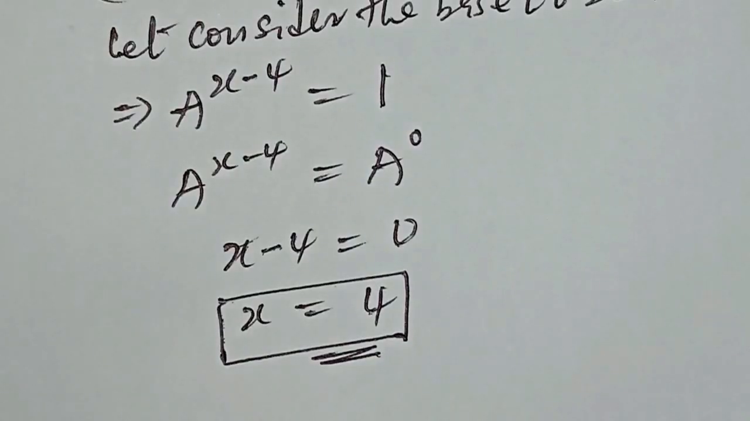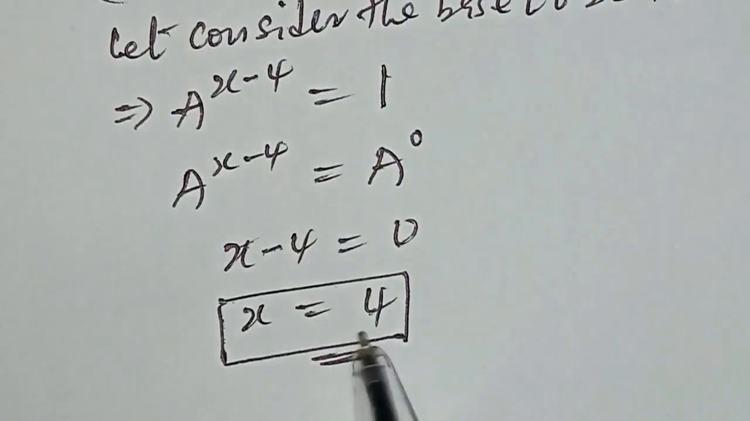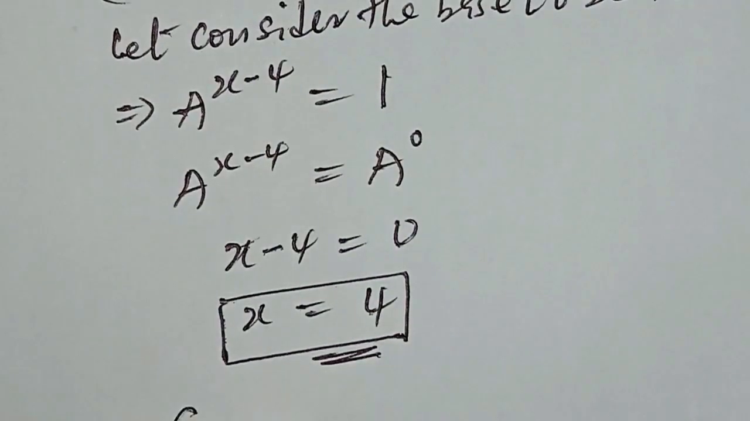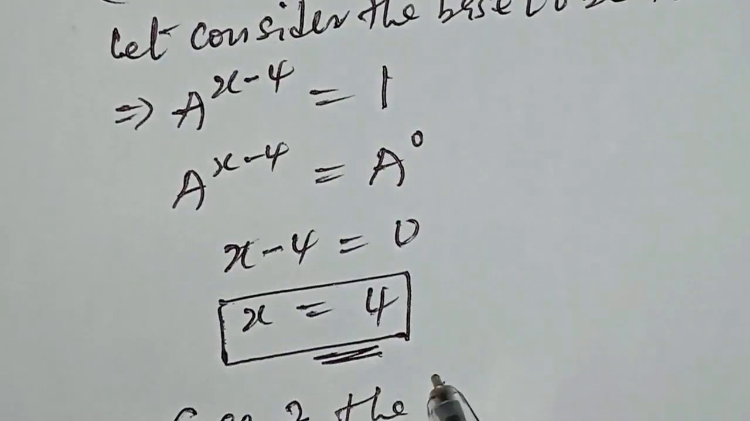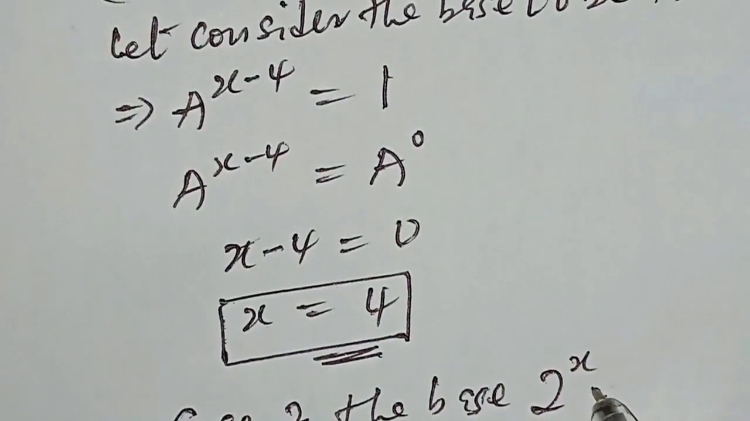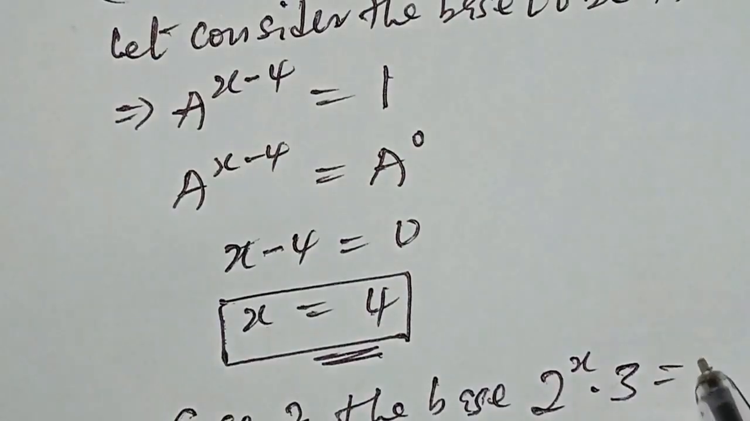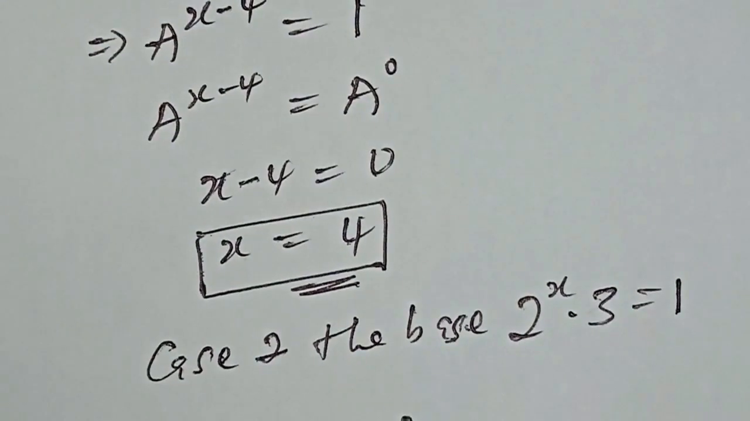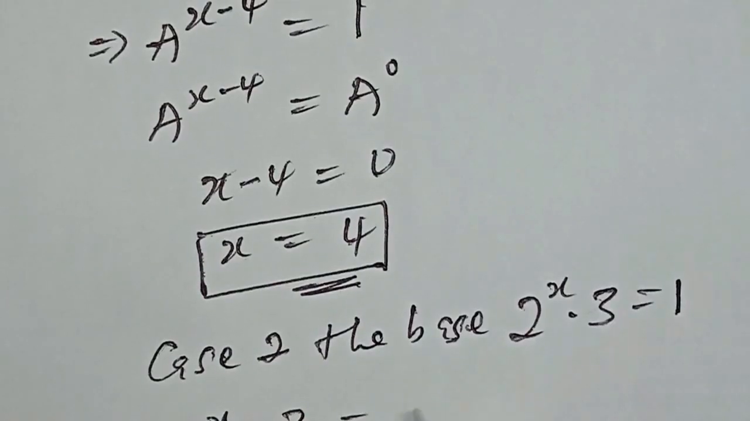So let's consider the base this time around, which is going to be case 2. This we have solved is the case 1. So case 2, the base, which is 2 to the power of x multiplied by 3, is equal to 1. Okay, this is what we are going to consider here.